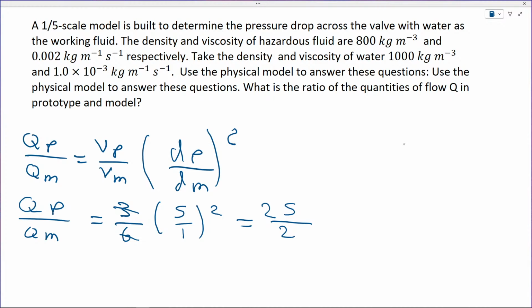It's not like, oh, I got this in my model, and my model is 1/5 the size of my prototype, so I will just multiply by 5 or divide by 5. No, it's not that simple, because this is how the scale between your model and prototype works. You need to account for this relationship and the non-linearity.